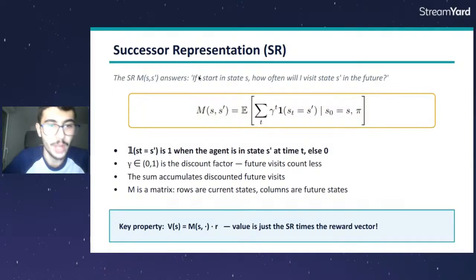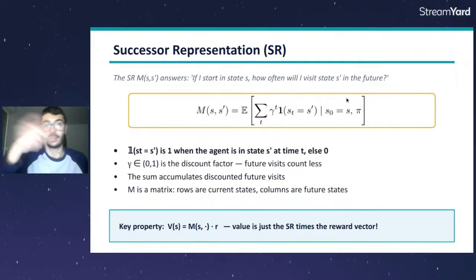Okay, so it's going to answer the question: if I start in state S, how often will I visit state S prime in the future? It's an expectation of the discounted sums of the visitations. This is very similar to value functions and Q functions, so to the value and critic. It's exactly the same thing, except that we multiply the discount factors by 1 if we visit that state and by 0 otherwise. So this quantity is going to be equal to 1 when the agent is in state S prime at time t, otherwise it's going to be 0.